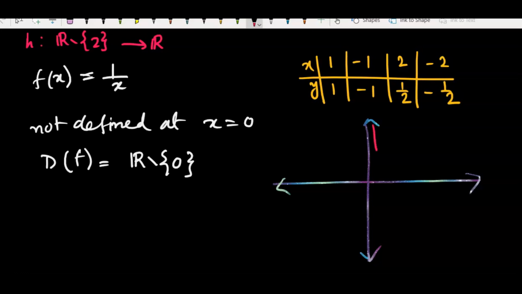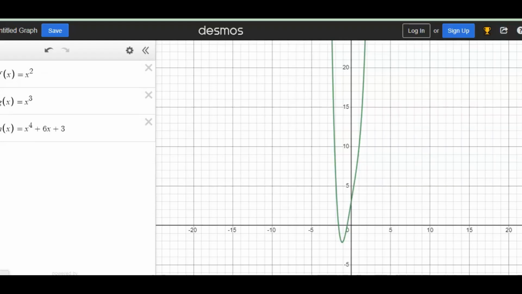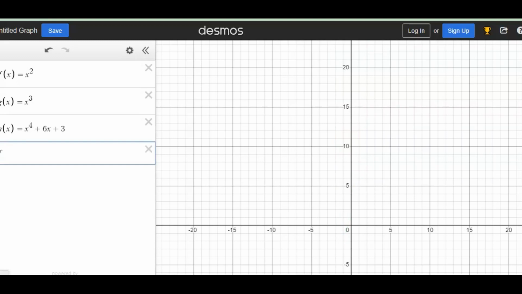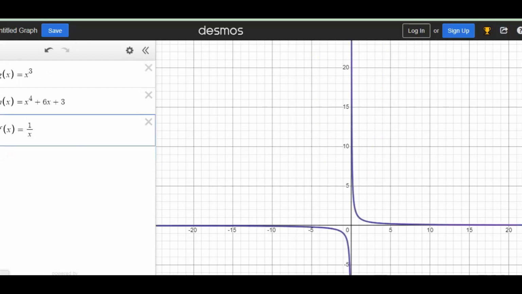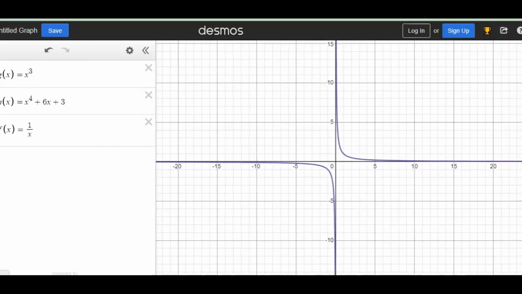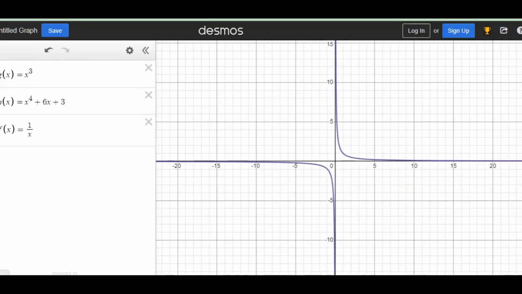The graph is something like this. You can plot as many points as you want and you will get a shape like this. Also you can plot this in Desmos. So let's plot y equal to 1 by x. You see we get a graph like this.